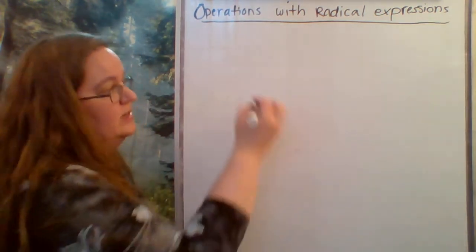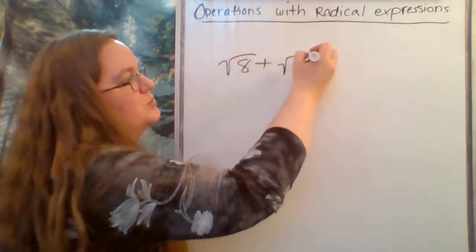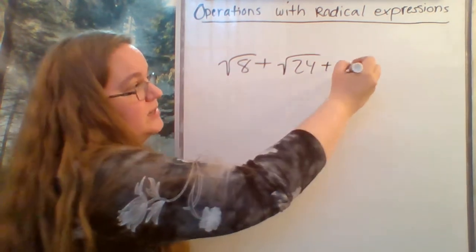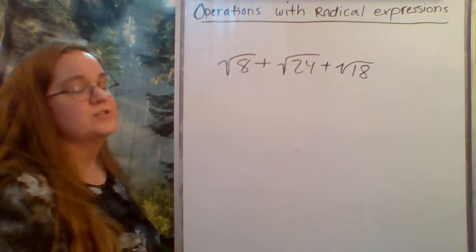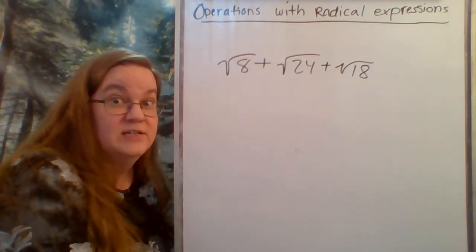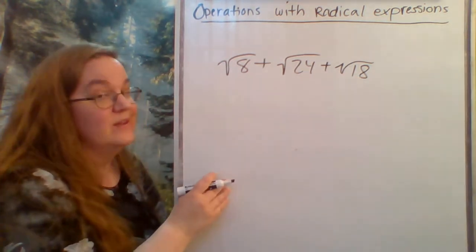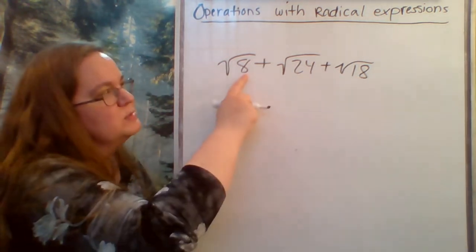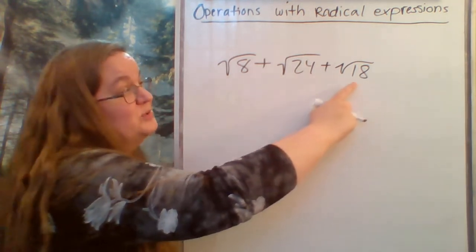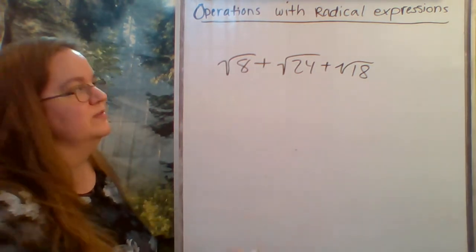Let's say that I have the square root of 8 plus the square root of 24 plus the square root of, say, 18. Okay, so when I'm trying to do this problem, at first glance, this definitely doesn't look like I can combine anything because these are all different. Except that, wait a minute, isn't this divisible by 4? And isn't that divisible by 4? And I'm pretty sure that 9 goes into this. So they're not simplified, so let's start by simplifying.